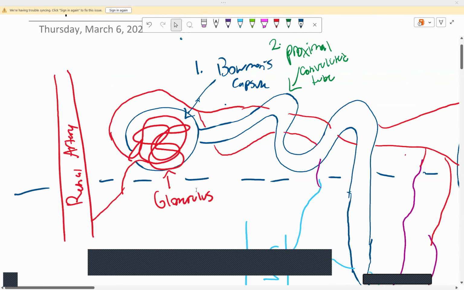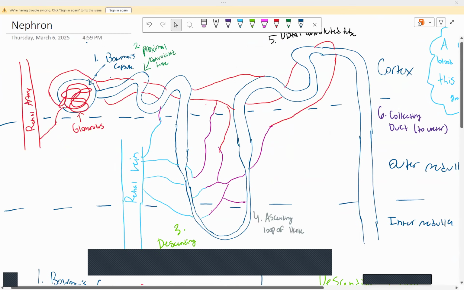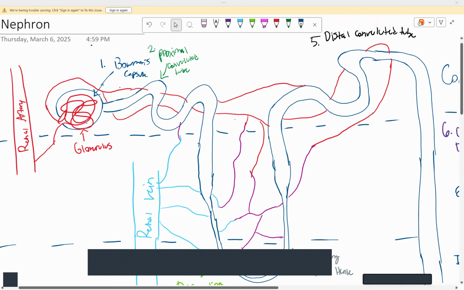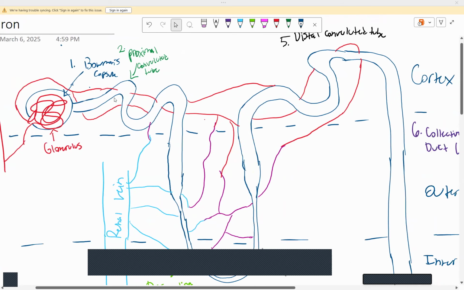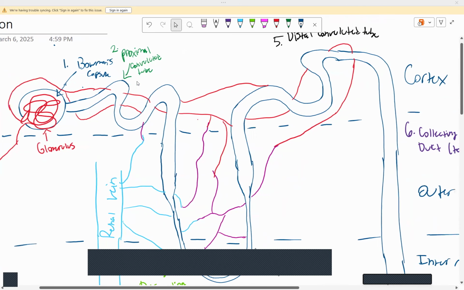Okay, so here's my beautiful picture of the nephron. I have my arteries, which are in red. I have the primary one, which is the renal artery, and then I have the arterioles, which will branch off. And then they'll go into the glomerulus, which is part of Bowman's capsule, which is the first part of the nephron. And then I have here the proximal convoluted tubule, proximal meaning it's close, as in close to the renal artery, close to the glomerulus and Bowman's capsule.